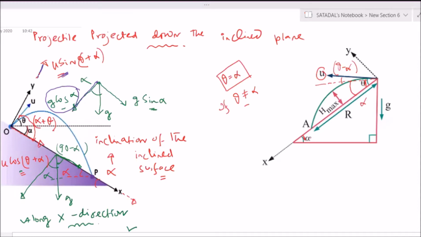Right? Here there is a direction of g. It is alpha. So this will become g cos alpha. And this will become g sin alpha. Right?